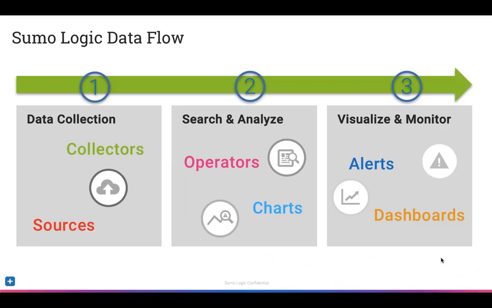For those of you who are brand new to Sumo Logic or getting started, I always give you the 30,000 foot view. In Sumo Logic, the data flow is, the first step is getting your data into Sumo, what we call data collection, and we do that through collectors and sources. Once the data is in Sumo, then you search and analyze that data using Sumo Logic operators. But what we're going to be talking about today is this third option, which is starting to monitor your data. And in particular, we're going to talk about alerts.